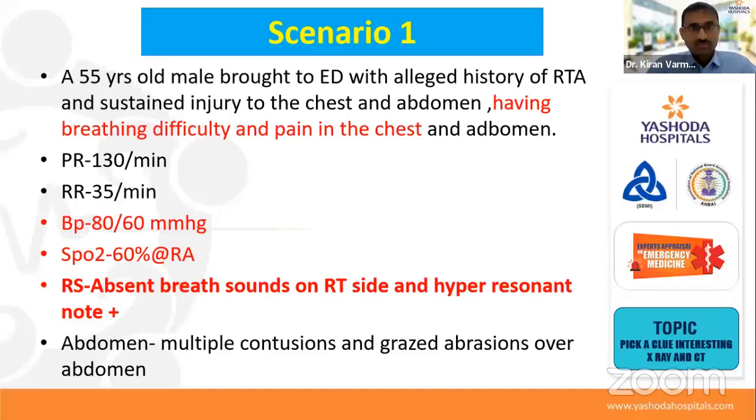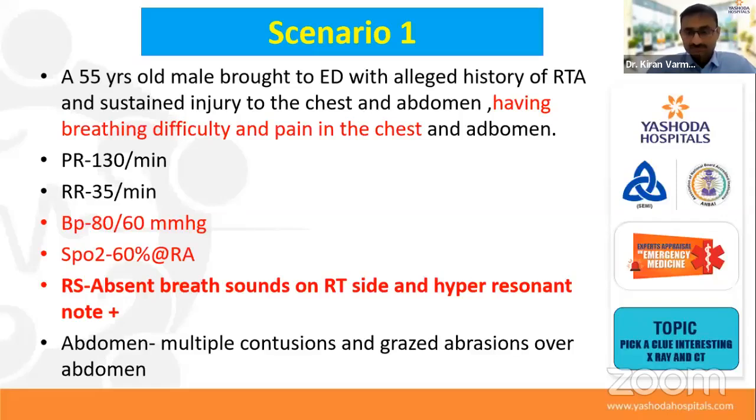A 55 years old male brought to ED with early history of RTA and sustained injury to the chest and abdomen, having breathing difficulty and pain in the chest and abdomen. We are not going to discuss ABCD, all those things. I will give you only the things required for our session today. Pulse rate 130, respiratory rate 35 per minute, BP 80/60 mmHg, saturation is 60% at room air. On examination of the respiratory system, absent breath sounds on the right side and hyperresonant note present. On abdominal examination, multiple contusions and grazed abrasions over the abdomen.